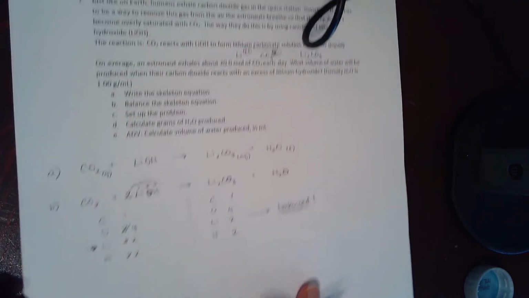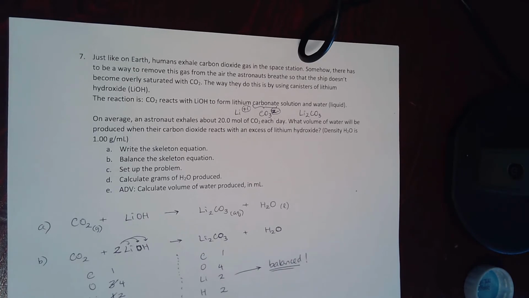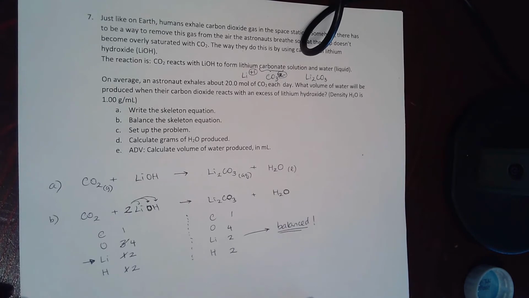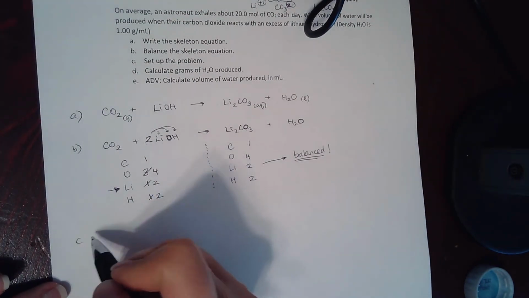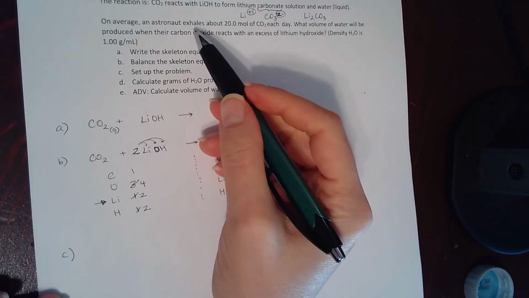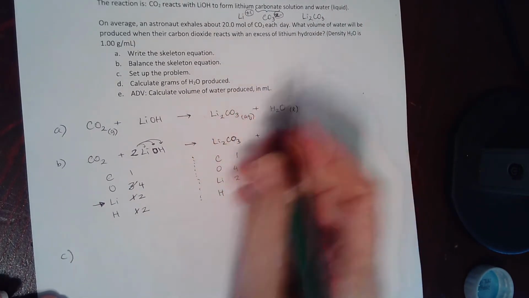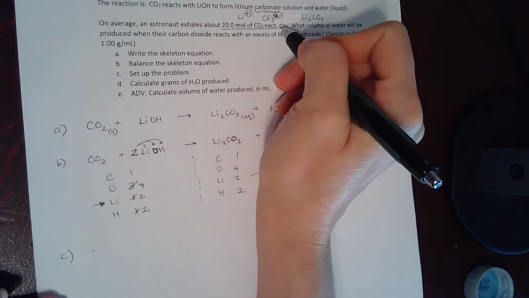Okay, this is continuing problem number 7, the carbon dioxide absorbent. We did the skeleton equation, we balanced it. We're going to set up the problem. So on average, an astronaut exhales about 20 moles of carbon dioxide each day. So 20 moles of carbon dioxide is what we know.